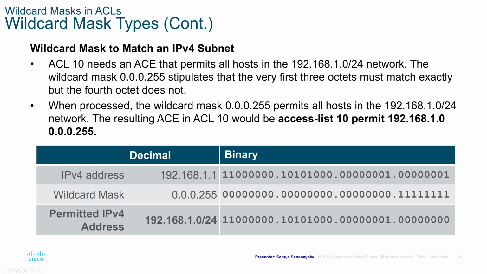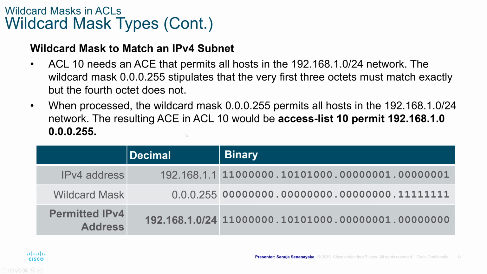So when processed, the wildcard mask 0.0.0.255 permits all hosts in the 192.168.1.0/24 network because it is matching the first 3 octets but not the last one. So the hosts could have different IP addresses. That's fine because they're in the same network. They should have the first 3 octets the same. So when processed, the wildcard mask 0.0.0.255 is going to permit all of those hosts in that network.